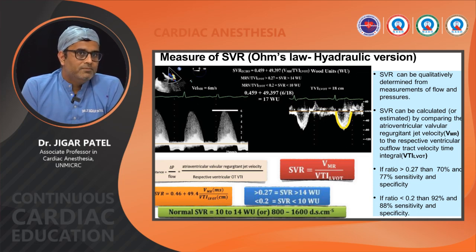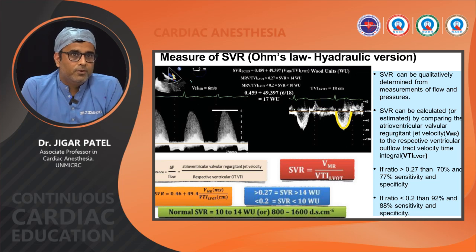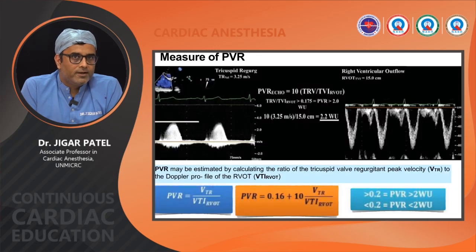So to directly measure SVR in Wood units, you have to use this equation: SVR is equal to 0.46 plus 49.4 times velocity across the MR jet divided by VTI across the LVOT. So normal SVR is 10 to 14 Wood units, and you get the measurement through this echo data or Doppler data.